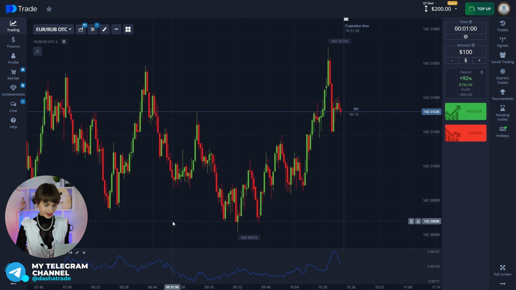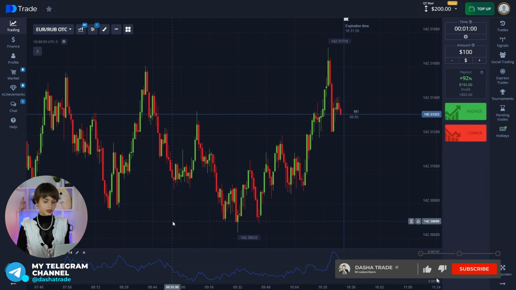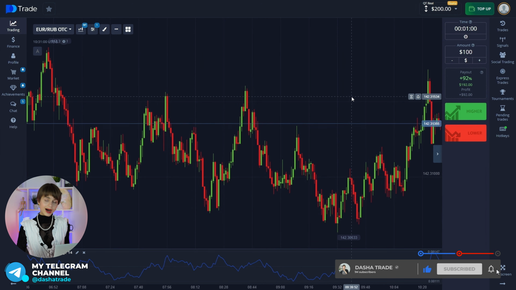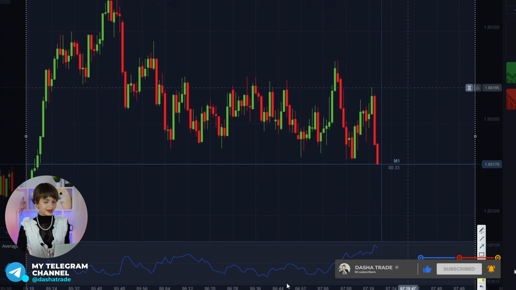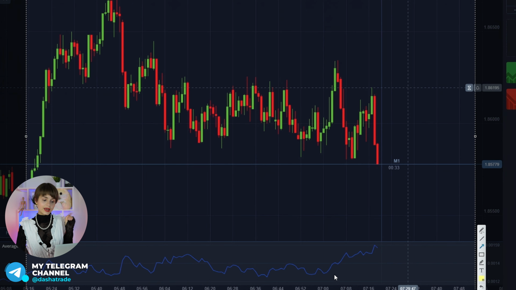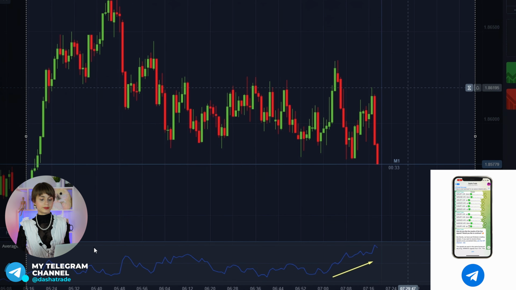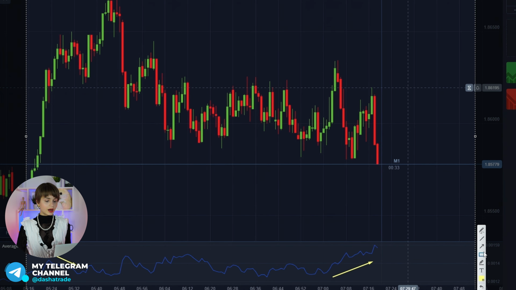This exact one. ATR is a technical indicator measuring the volatility of the asset's price on the market. Now, let's figure out how it works. On the indicator we see one line. If it goes up, it means volatility on the market is increasing. If it goes down, then the volatility on the market is decreasing. But if you're using only this indicator in trading, you cannot find perfect entry points.